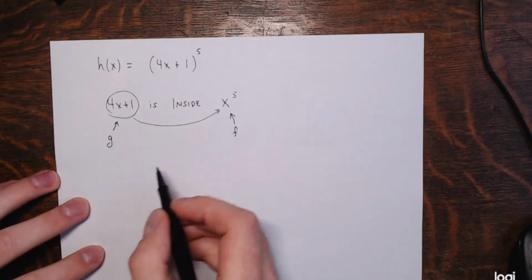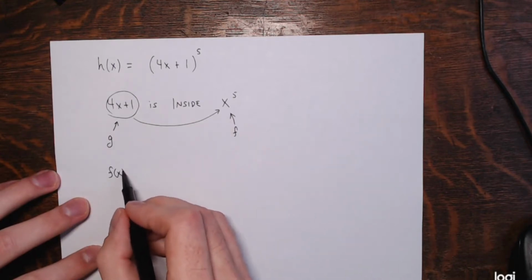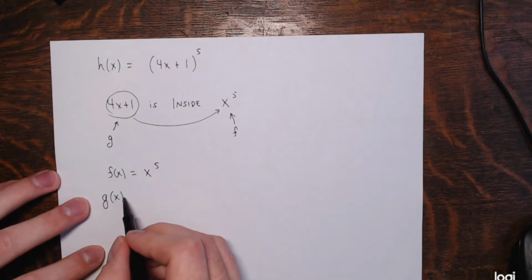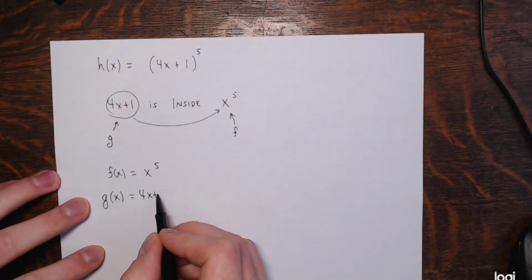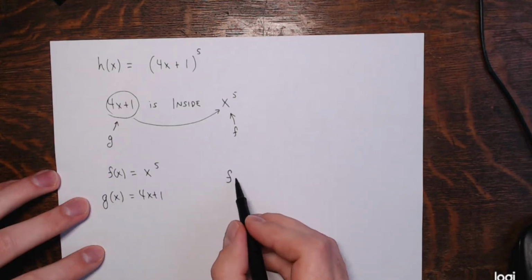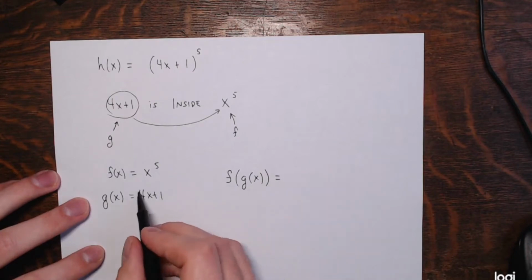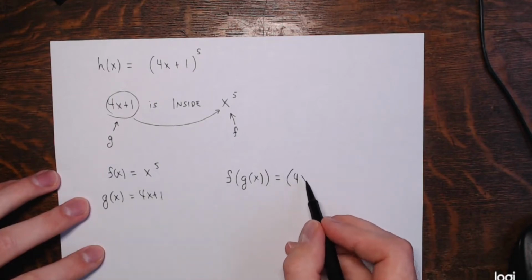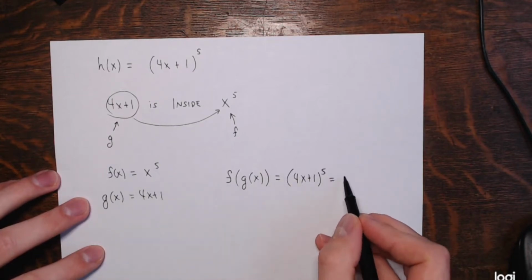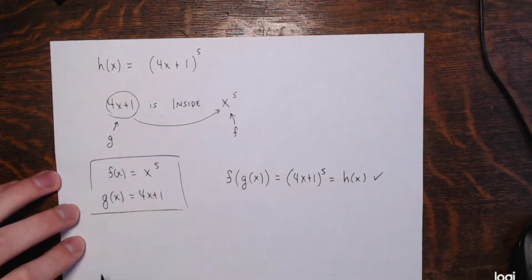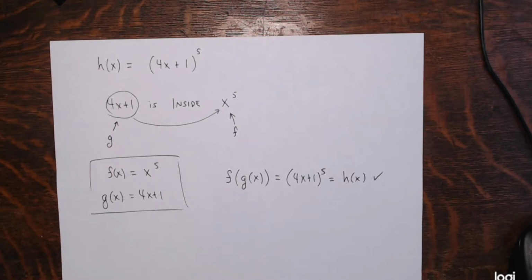So f of x is x to the 5th. g of x is 4x plus 1. And then we can check, what's f composed with g? Put g into f, it would be the quantity 4x plus 1 to the 5th, which is h. Check. So these are what they want, the component functions. What functions can I compose to make the function we were given.